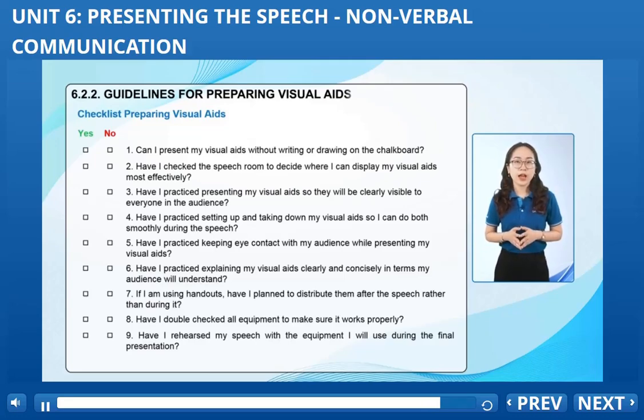Number 8, have I double-checked all the equipment to make sure it works properly? And number 9, have I rehearsed my speech with the equipment I will use during the final presentation?